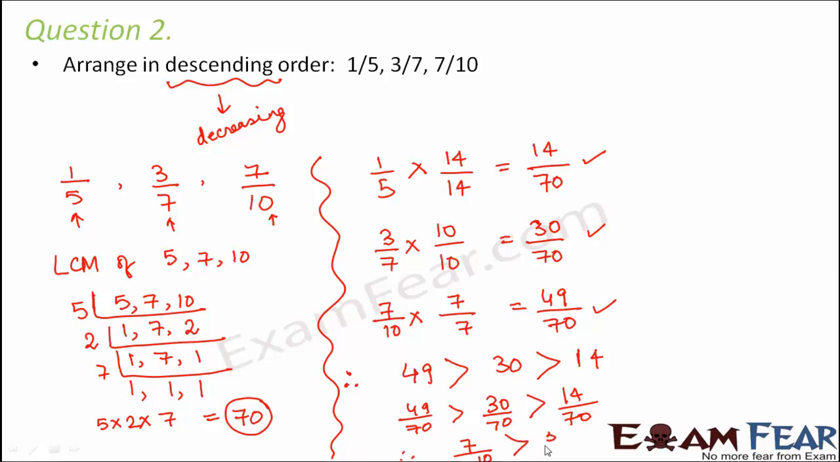So we can say 7 by 10 is greater than 3 by 7 is greater than 1 by 5. So this is the descending order. So you have the biggest number first and then the value gradually decreases and you have the smallest number at the last. So that's the descending order.